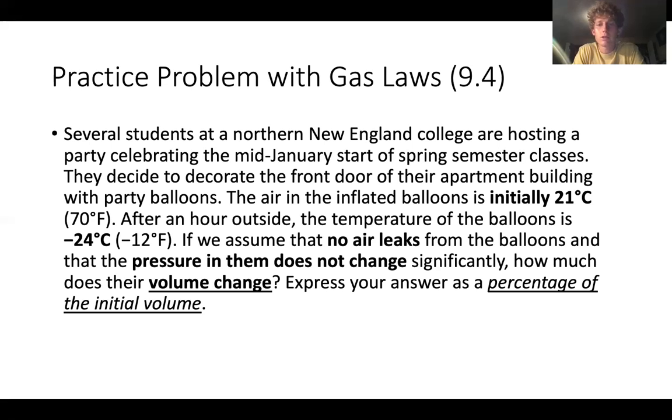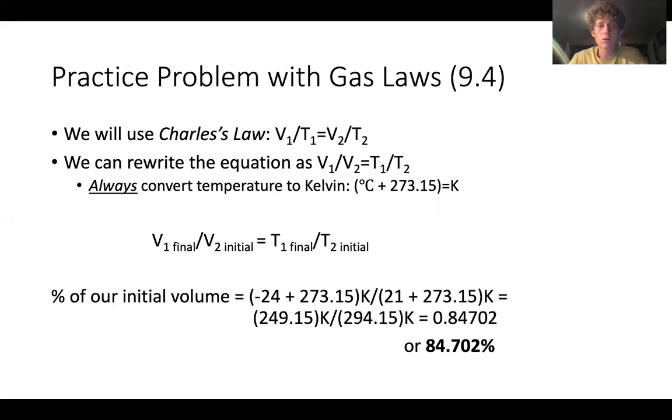So what are we working with here? We have the initial temperature, which is 21 degrees Celsius. And then we have the final temperature, which is negative 24 degrees Celsius. And we know that there are no air leaks, so the moles of air is going to be constant, and that the pressure doesn't change, so the pressure is going to be constant as well. And then in here, we're asked to solve for a percentage of the initial volume. So we actually don't need a final or initial volume. We'll basically use Charles's law, because that law relates volume and temperature, and that's kind of what we're working with.